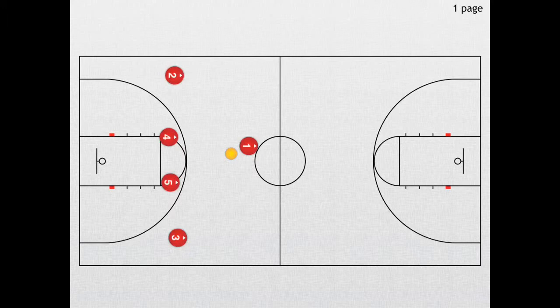So for example, first off, we're going to enter the ball to the 2. Once we enter the ball to the 2, the 4-man is going to set a back screen for the point guard. The point guard is going to set his man up and come right off the screen, and that's our first option. We're looking for the point guard coming off the back screen for the layup.